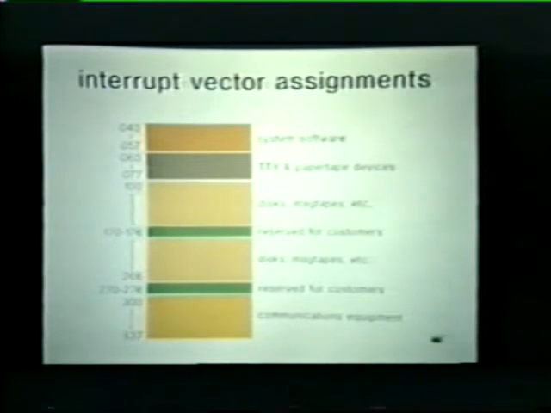Additional interrupt vectors for disks, magnetic tape units, and other I/O devices are located within memory locations 100 through 266. The remaining memory space is set aside for interrupt vectors associated with communications equipment. One final point. Note that certain locations are reserved for vectors assigned by the customer. In our chart, these customer reserved locations are shown in green.